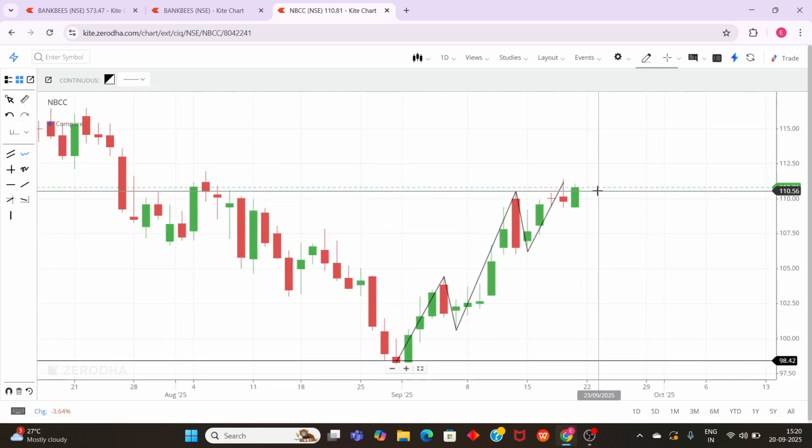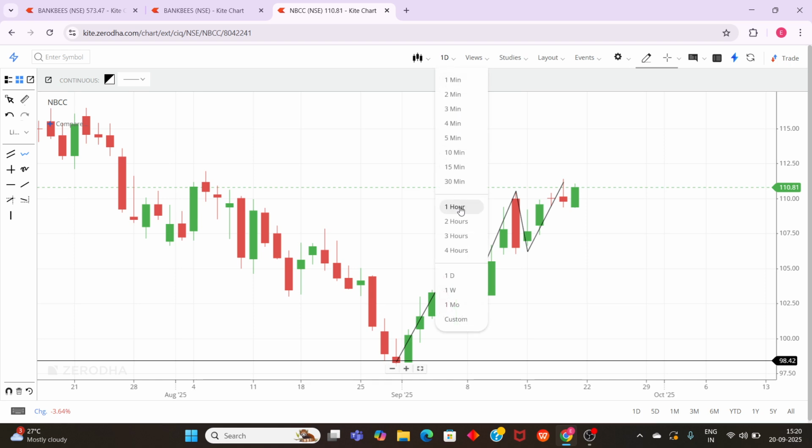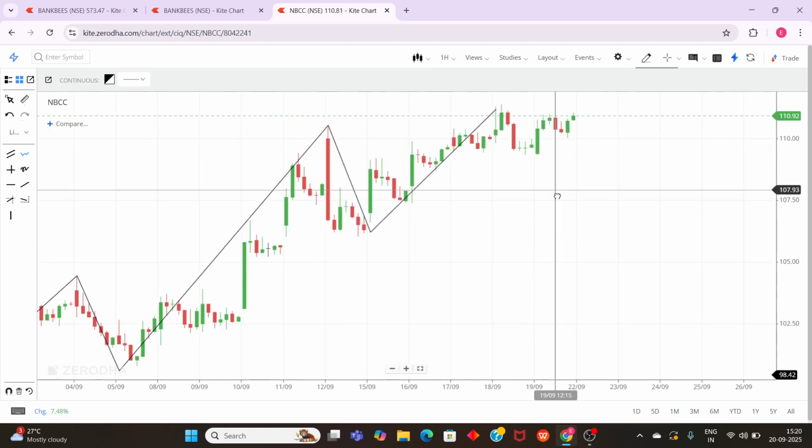So you can wait for the candle to close. Here you can see that it has closed above the previous high, right? So this green candle has closed above the previous high. Correct. So you can consider taking a trade. So this is the 1 day time frame. If you want to change it to 1 hour also, you can consider that.